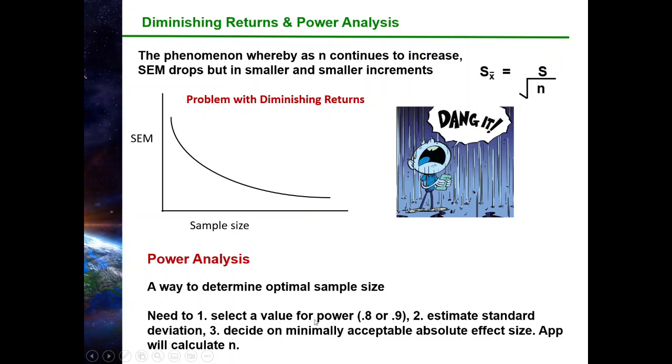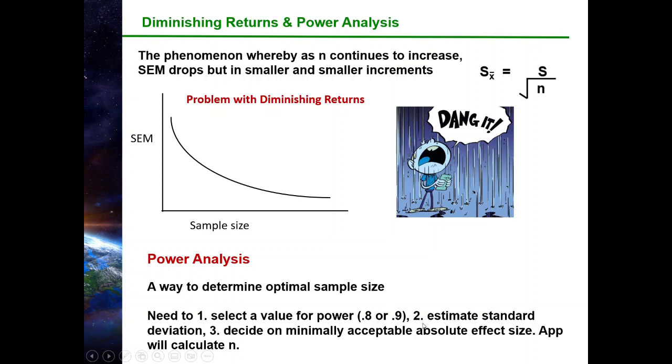And what you need to use or to perform this analysis is you need to select a value for power. So what do you want this probability to be? The probability of correctly rejecting H0. And usually we set it to 0.8 or 0.9. So we would love to have that high of a chance of correctly rejecting H0, right?